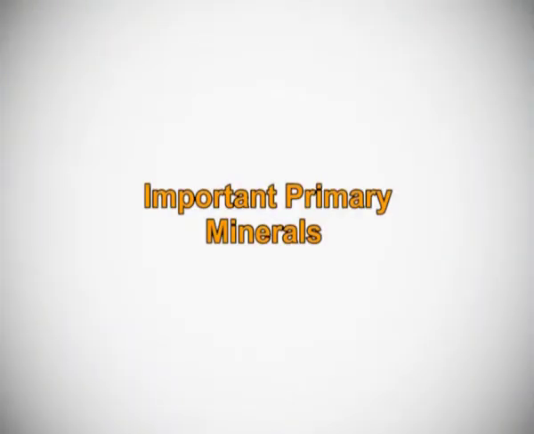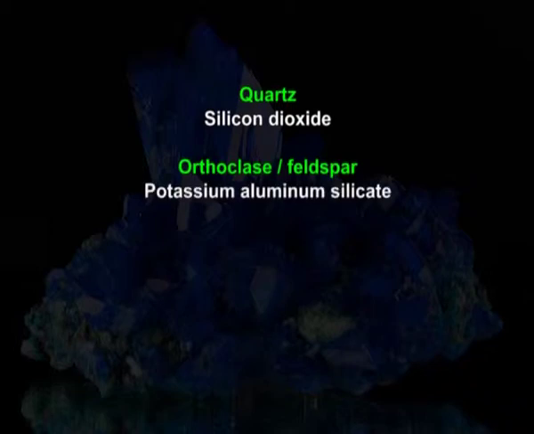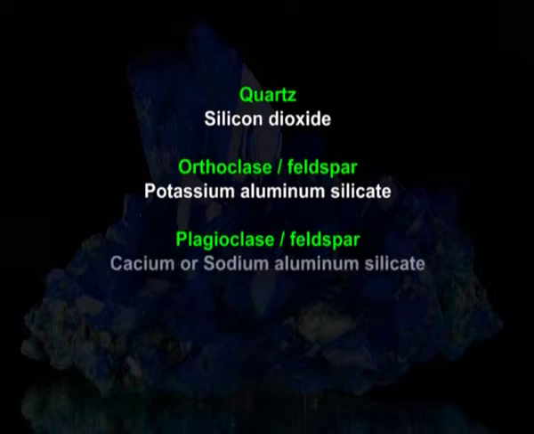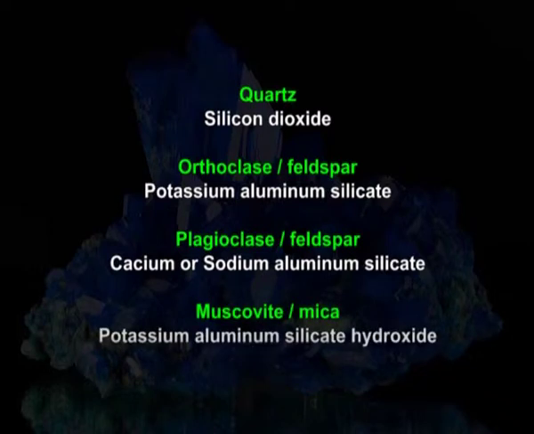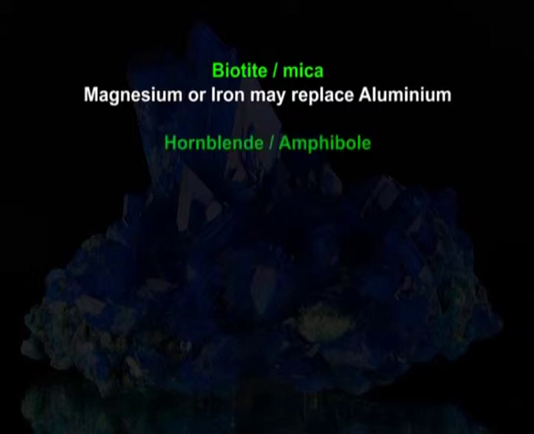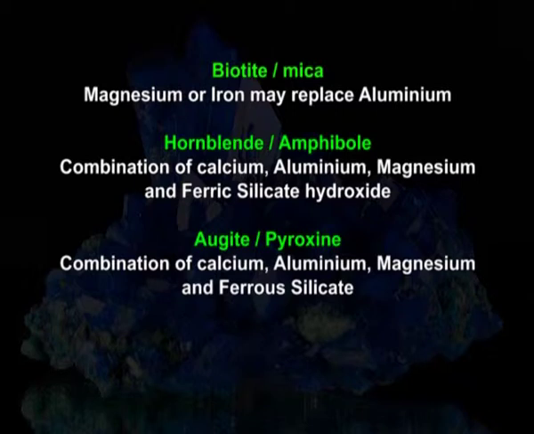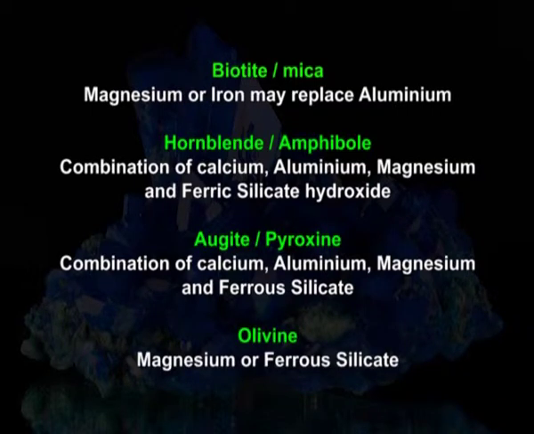Important primary minerals: quartz, silicon dioxide; orthoclase or feldspar, potassium aluminium silicate; plagioclase or feldspar, calcium or sodium aluminium silicate; muscovite or mica, potassium aluminium silicate hydroxide; biotite or mica, magnesium or iron may replace aluminium; hornblende or amphibole, combination of calcium, aluminium, magnesium and ferric silicate hydroxide; augite or pyroxene, combination of calcium, aluminium, magnesium and ferrous silicate; olivine, magnesium or ferrous silicate.